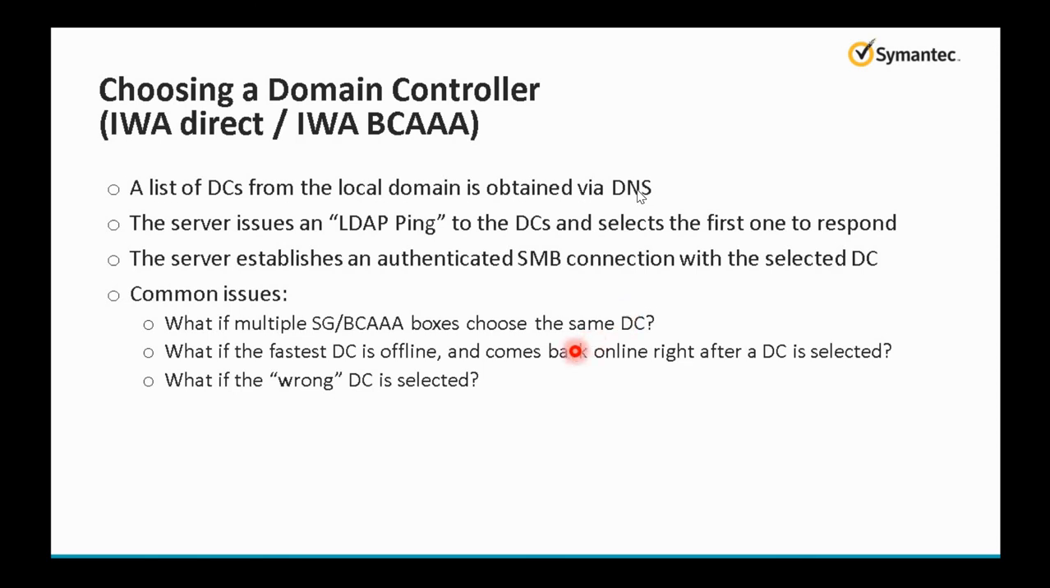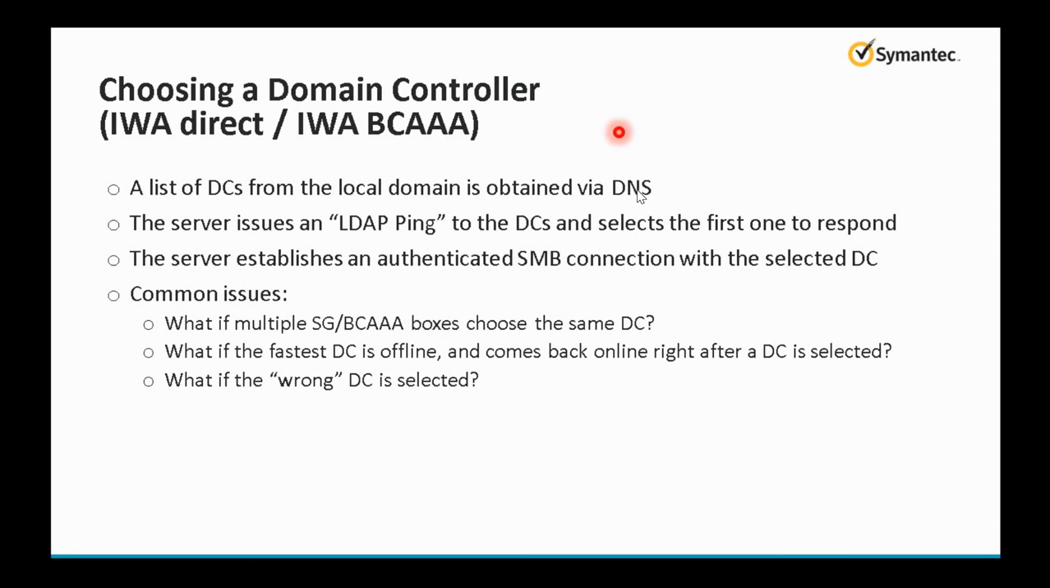As I mentioned, once the proxy joins the domain, the proxy will take the list of all configured domain controllers via your DNS. That is where the proxy finds out what the domain controllers are via the DNS. After the proxy finds the list, the proxy will then perform an LDAP ping to the domain controllers.